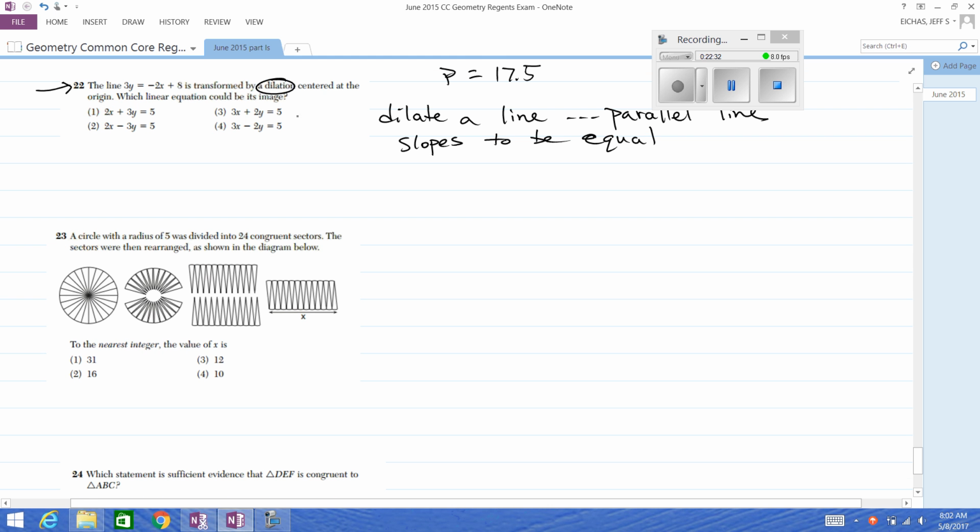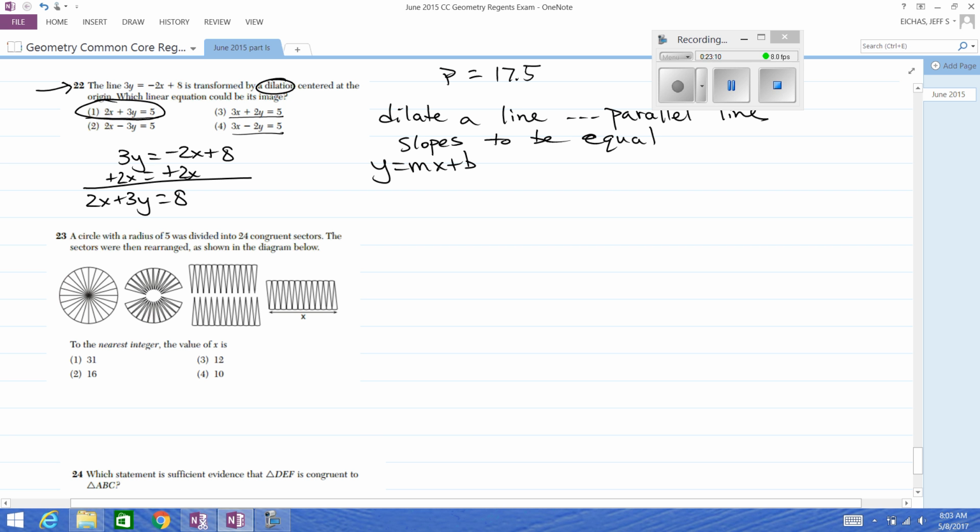Now, in this format, we're not all used to it being this way. One option is to look and see, we've got x's over here. If I took the equation the way it is, and this seems odd, but if I added this over, I would get 2x plus 3y equals 8. Now, that's not y equals mx plus b like we're used to. But I can see right now that I'm down to the only possibility being that one.